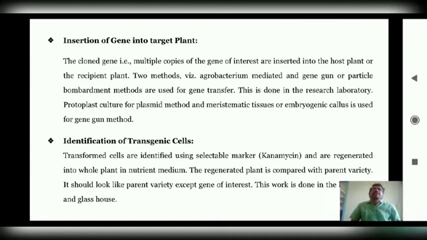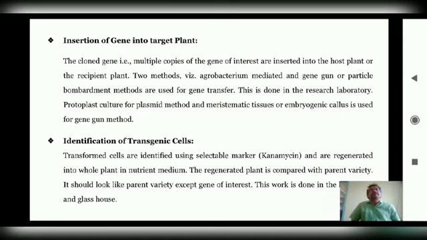So the next step in developing transgenic plant is to insert the gene into a target plant. So the cloned genes or the multiple copies of the gene of our interest are inserted into a host plant or the recipient plant. So there are two methods generally that are used for the insertion. It can be agrobacterium mediated gene transfer or gene gun bombardment. So this is again a laboratory technique.